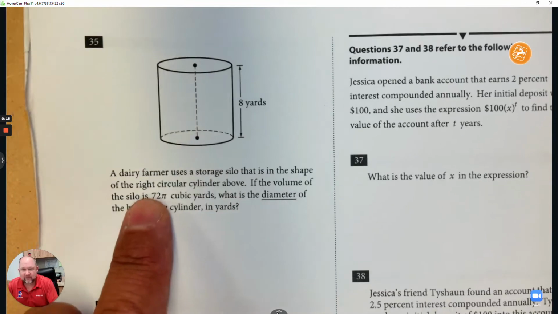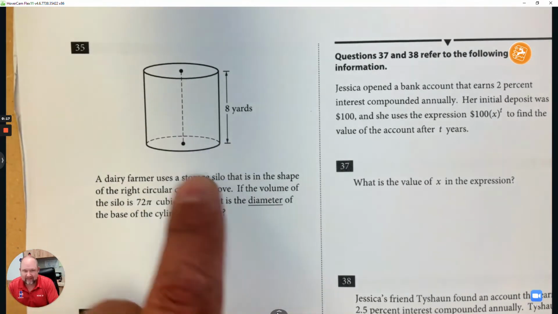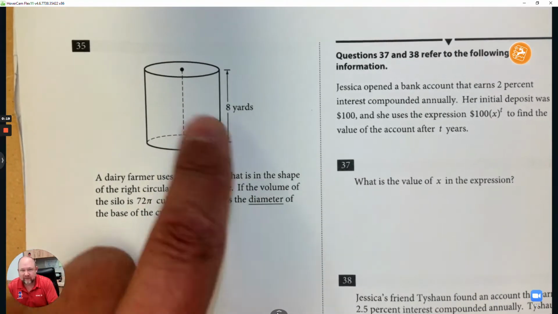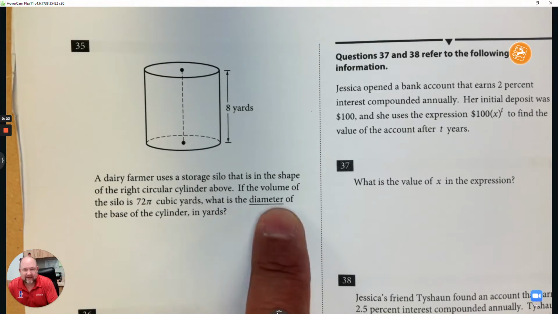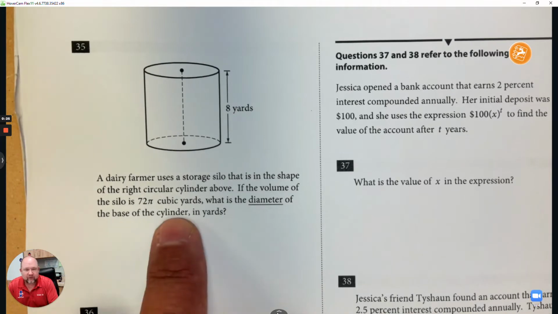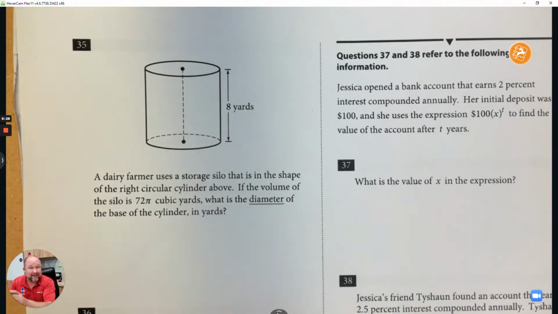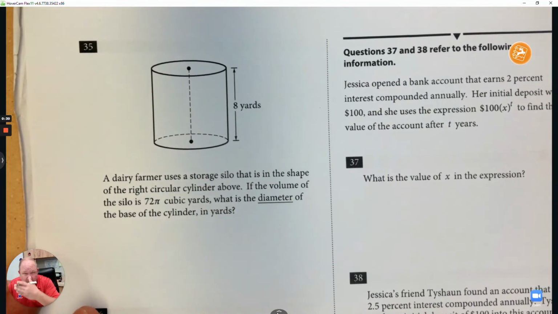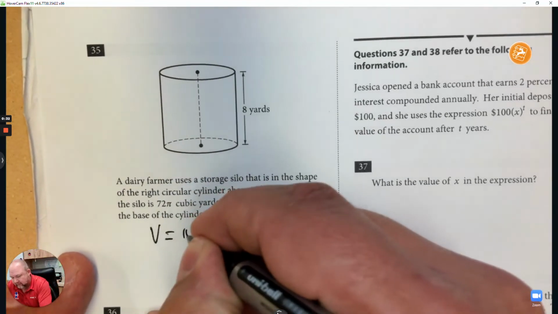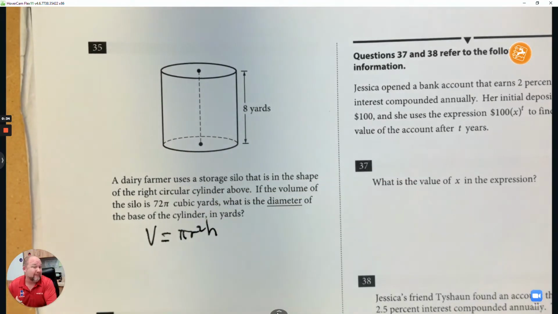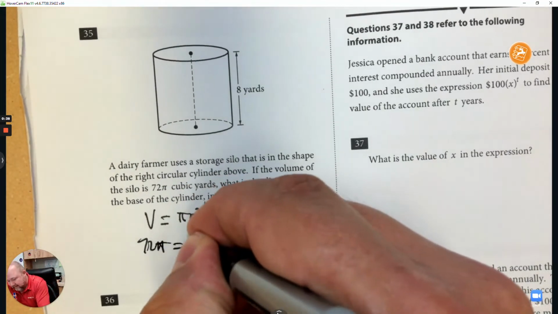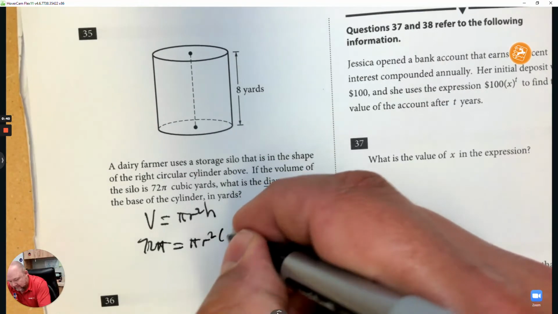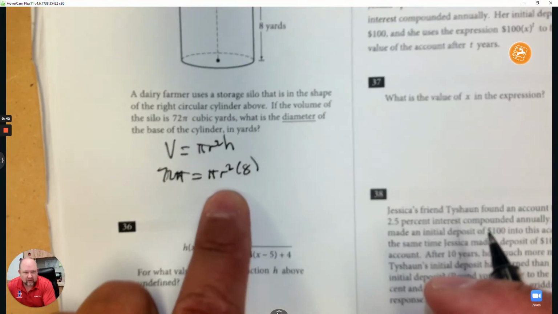A dairy farmer uses a storage silo, a big container that's in the shape of a cylinder. If the volume of the silo is this, what is the diameter? First of all, volume of a cylinder: go to the beginning, and you will see all the formulas there. The formula for a cylinder is pi r squared h. It says the volume is 72 pi, and the height is 8. So we're going to solve for the radius.